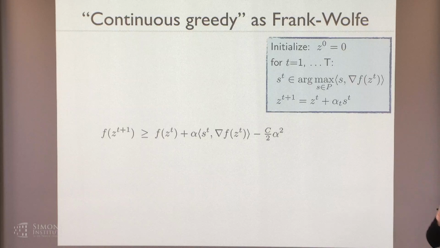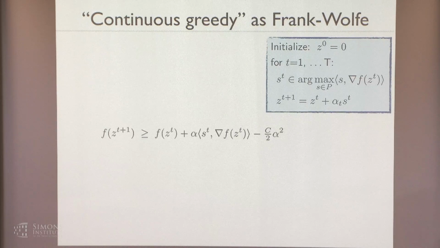Yeah? Shouldn't you have 1 minus alpha multiplied z? Yeah. So this is different from the usual convex optimization Frank-Wolfe, but it's conceptually very close. And in fact, the original paper didn't prove it that way. They used a differential equation and discretized it. But if you discretize it, this is essentially what comes out.